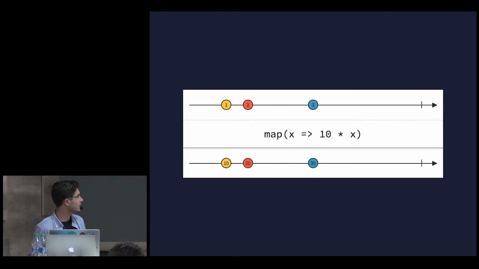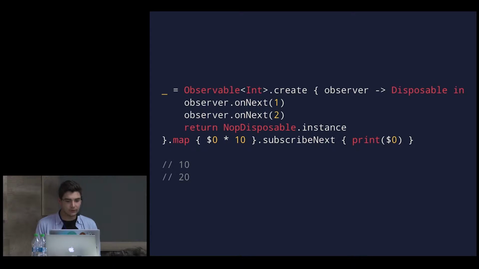So here is how it looks. We have a sequence that emits ints. So we can apply the map operator over the sequence, and it will create another sequence that will contain the values that are transformed, let's say multiplied by 10. This is how it looks in code. So we're creating a sequence that emits some integers, then we apply map on this sequence and we're printing them. So we have 10 and 20.